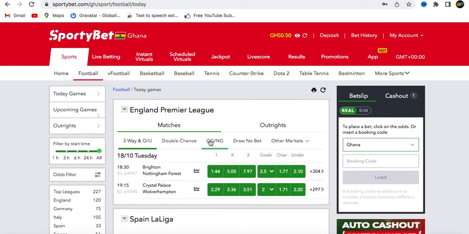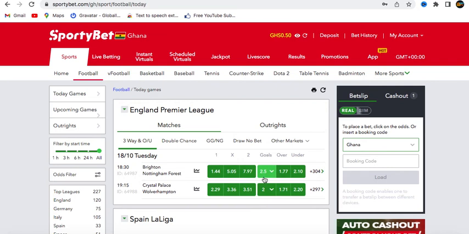So for this strategy, we are going to focus on overs and unders. That is the total goals for the match. So first thing to do is to check the total goal of Brighton and Nottingham Forest. Maybe you are predicting for different teams, but for now we are doing it for Brighton and Nottingham Forest.